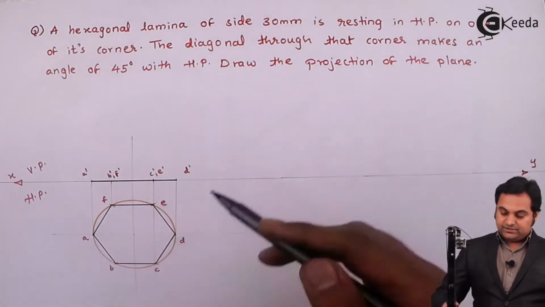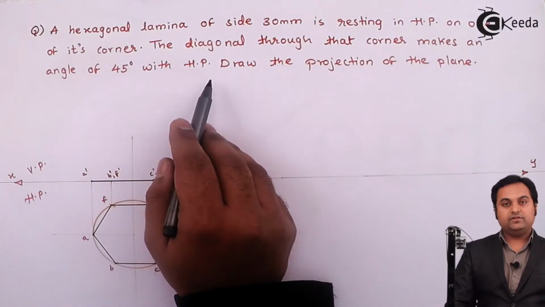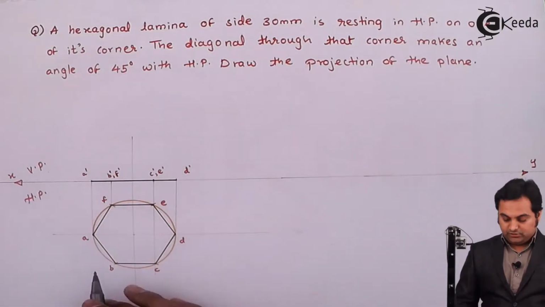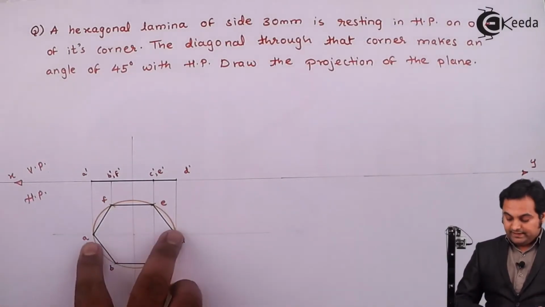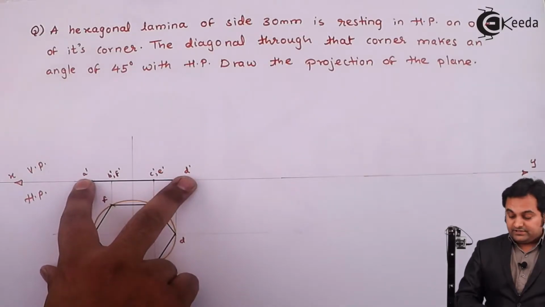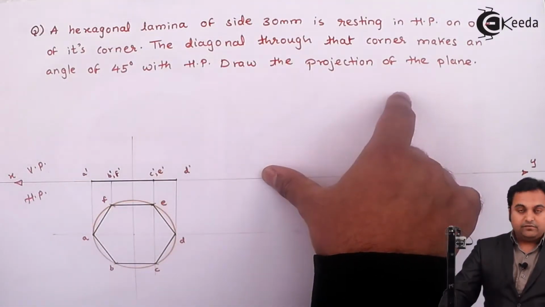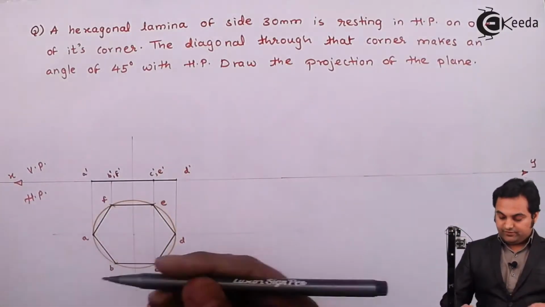The next condition is the diagonal through that corner makes an angle of 45 degree with HP. Through that corner means the corner on which it is resting. That corner is A and the diagonal is AD. So AD in the front view becomes A dash D dash. Now this A dash D dash is inclined at 45 degree with HP, and it will be seen in VP. So the next condition will be to make this line inclined at 45 degree.